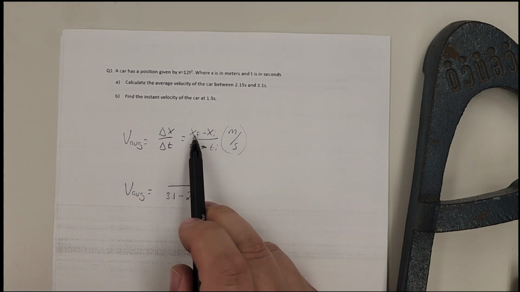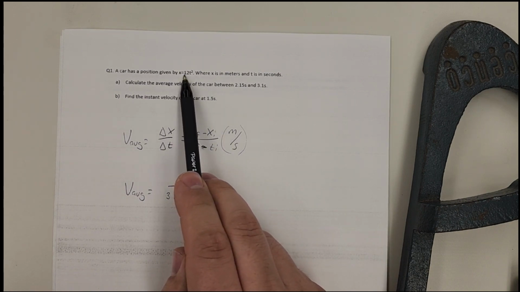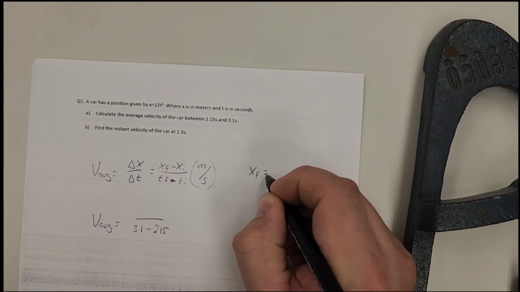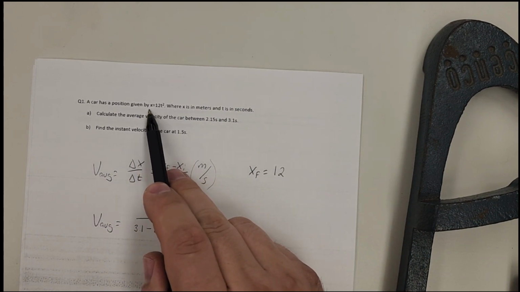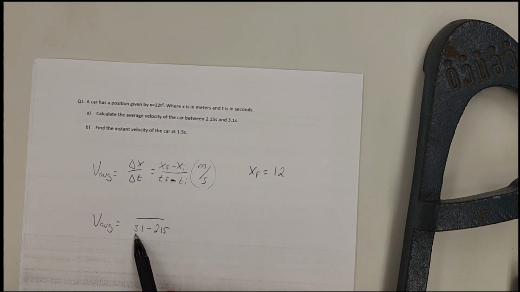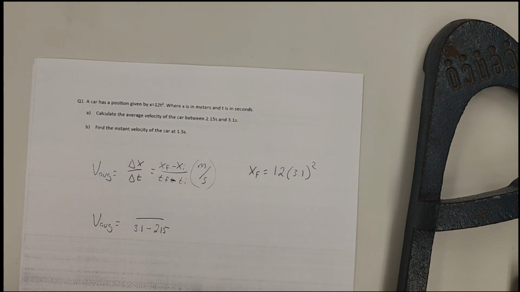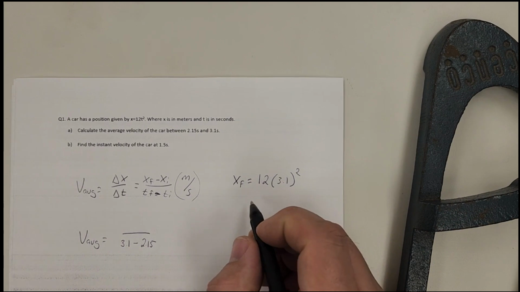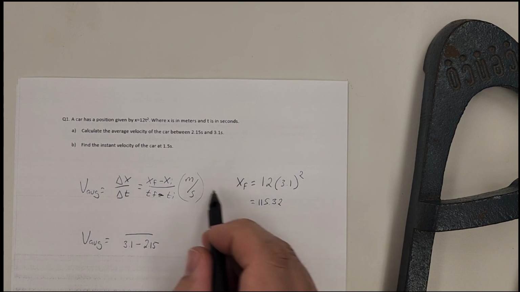As for the x, final and initial, we need to look at the equation to determine what x is at those times. So for x final, I can put x final is going to be equal to 12 times t squared. What is t at final? Well, t final is 3.1, so 3.1, and that'll get squared. Okay, let's plug that into the calculator quick here. We have 12 times 3.1 squared, or you could take it times 3.1 twice, and we get that this is 115.32. That's our x final, so that gets put over here.